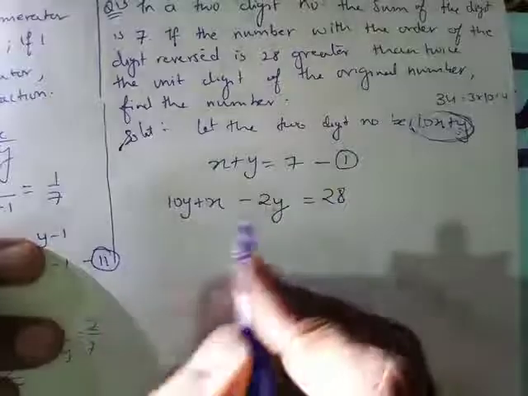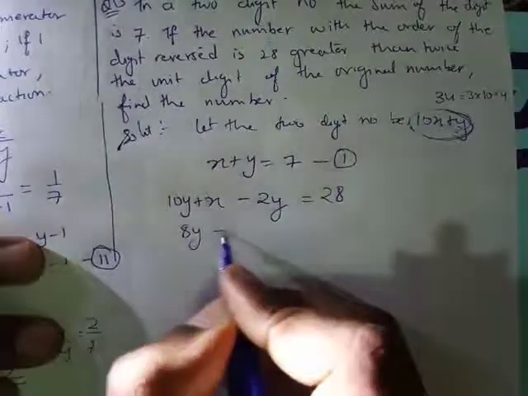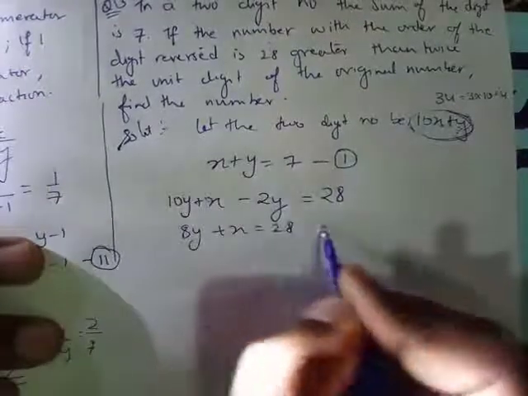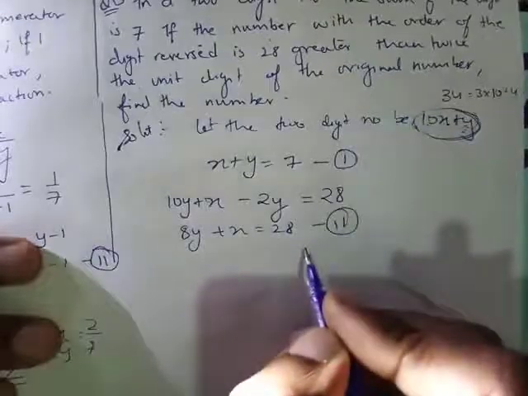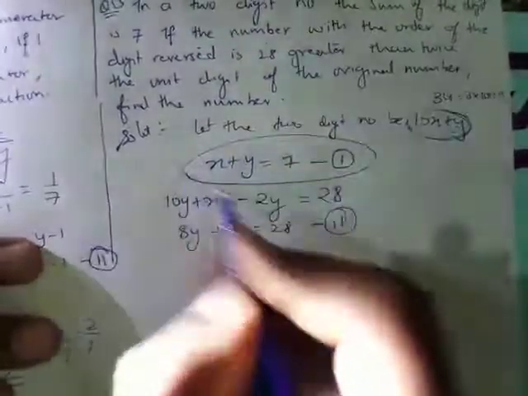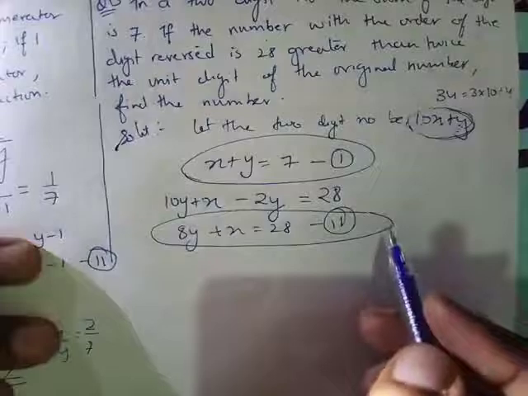So they are like terms, so I get 8y plus x equals 28, and this is my second equation. So I got my first equation, I got my second equation.